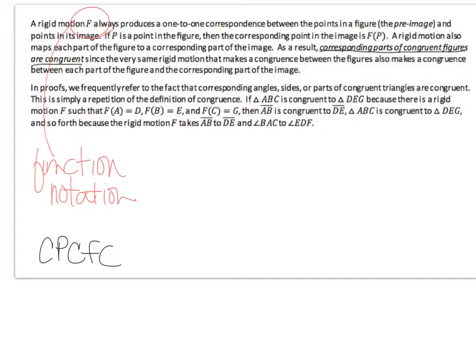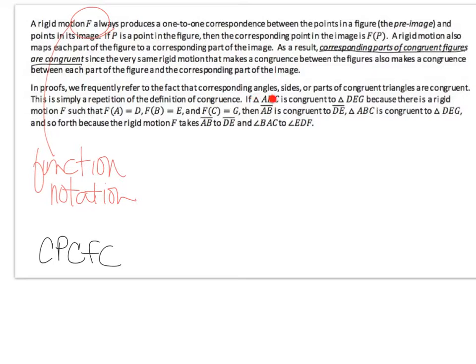As a result, corresponding parts of congruent figures are congruent since the very same rigid motion that makes the congruence between the figures also makes the congruence between each part of the figure and the corresponding part of the image. In proofs, we frequently refer to the fact that corresponding angles, sides, or parts of congruent triangles are congruent. This is simply a repetition of the definition of congruence.